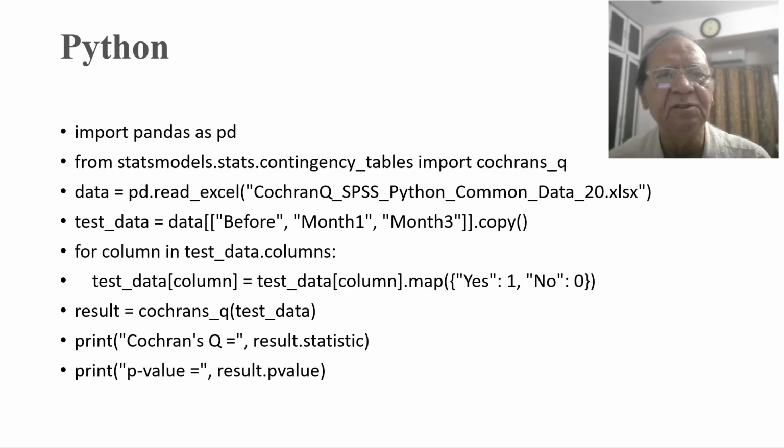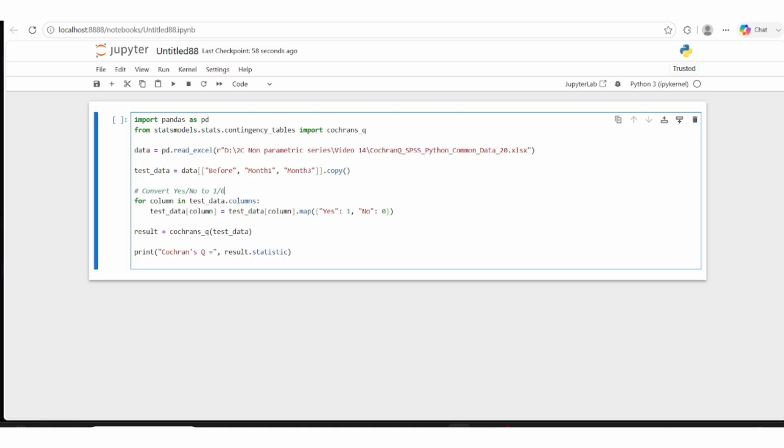Results, cochrans_q of test_data, print Cochran's Q statistic, results.statistic, and print p-value, results.pvalue. Interpretation. I have already shown you the data in the Excel sheet when we were working on SPSS. Now here I have started a new file, a new notebook in Jupyter with my Python 3.